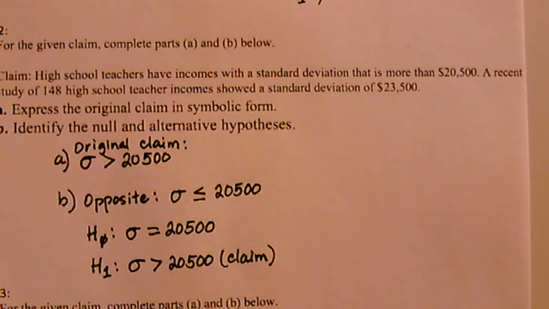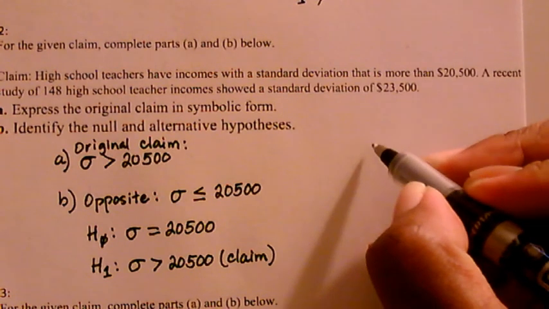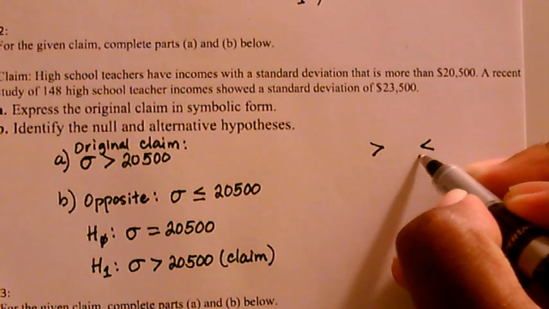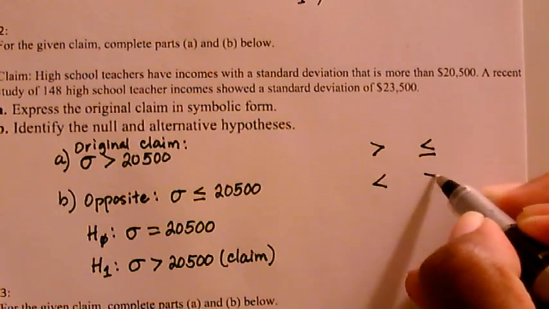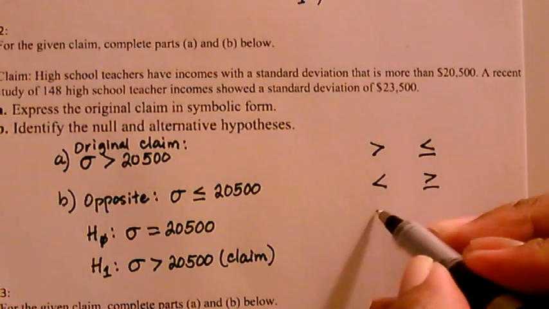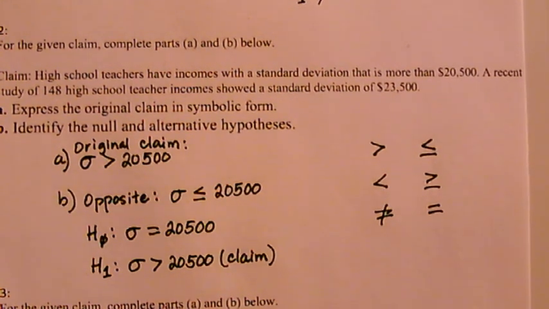And by the way, let me write off to the side which of these inequalities are direct opposites of each other. If you have greater than, its opposite is less than or equal to. If you have less than, its opposite is greater than or equal to. If you have not equal to, its opposite is equal to. And this is also vice versa for each one of these.